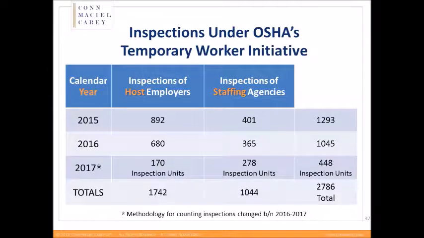I'm told by the folks at OSHA that this might be more of an illusory drop-off than a reality, that OSHA changed the way that they count inspections between 2016 and 2017, and my understanding is that what they're talking about there is the change in the inspection weighting program, heavy and light weighting, where they assign inspection units for some inspections versus others.